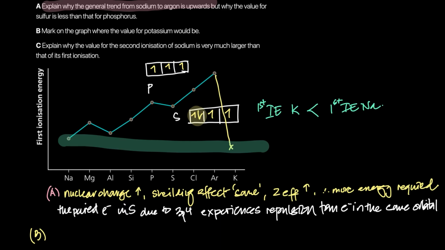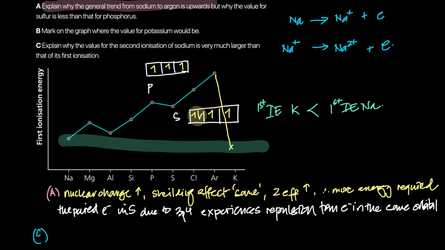Now this is going back to the first idea of successive ionization energies. So I don't need the space for B, but I definitely need the space for C. In C, remember, the first is sodium becoming sodium 1+, and the second is sodium 1+ becoming sodium 2+. And it's very simple.